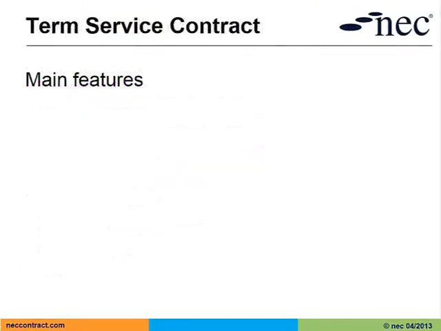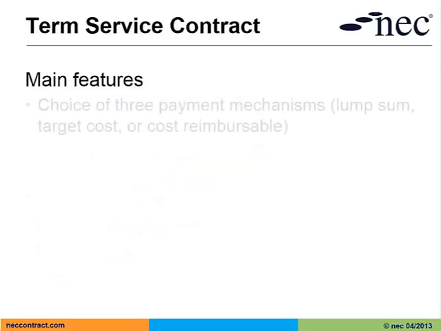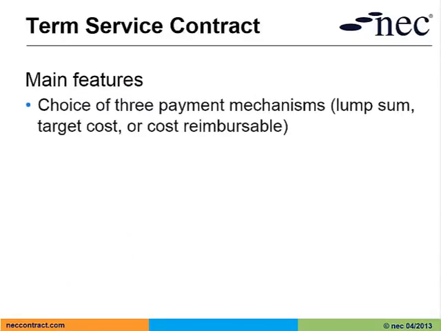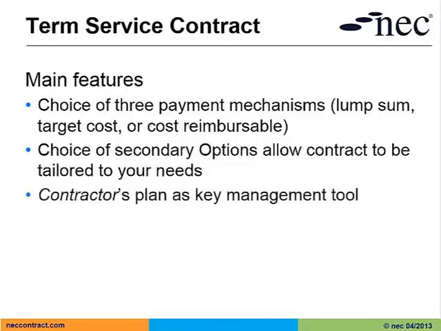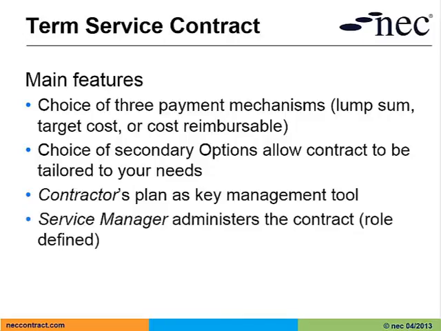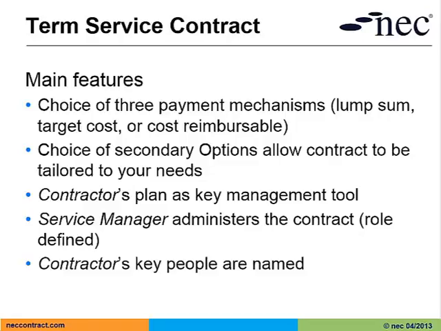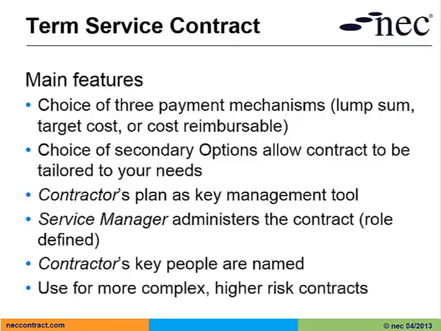The main features of the term service contract are: you are given a choice of three payment mechanisms. You can have either a lump sum contract, a target cost contract, or a cost reimbursable contract. We then have a choice of secondary options that allow the contract to be tailored to your individual needs. We use a contractor's plan as the key management tool, and we have the role of service manager who administers the contract on behalf of the employer, and the role of service manager is defined in the contract. There are named key people to represent the contractor. We use it for more complex, higher risk contracts.